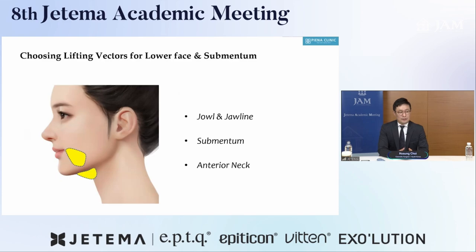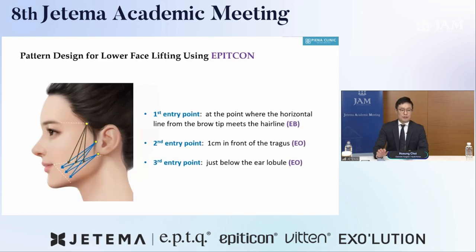When lifting the lower face, usually the jaw fat and submental fat are targeted. And we need to choose the right vectors. These are proper and appropriate vectors. So I usually use 3 entry points for the jaw fat because jaw fat is very difficult to lift up. So if the jaw sagging is severe, we need more entry points. So I usually use these 3 entry points.